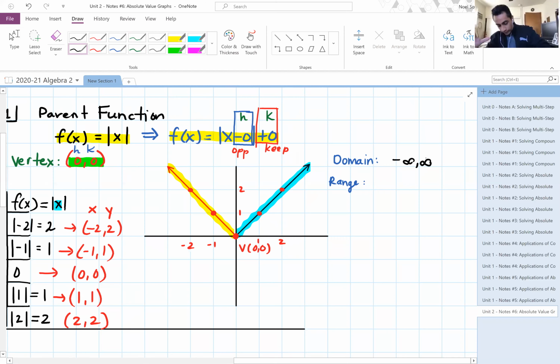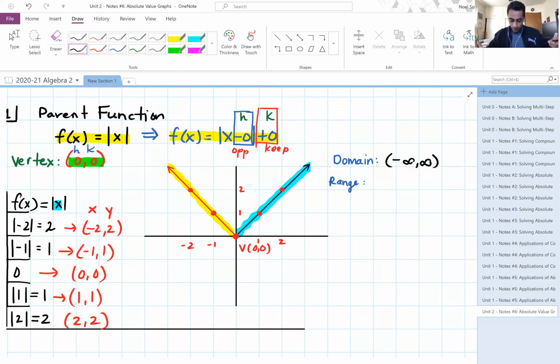And we know that around infinity, we don't use brackets, we use parentheses, right? So we're going back to interval notation. My domain is saying any number between negative infinity and infinity is a valid input. I can input any number I want, and then I could generate an output.